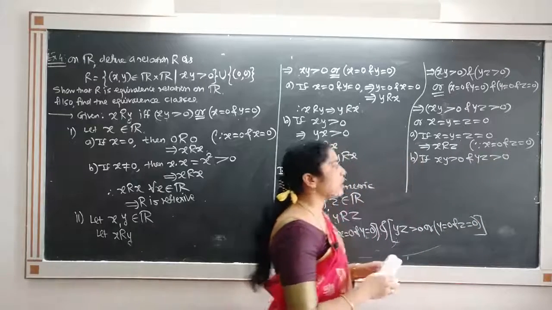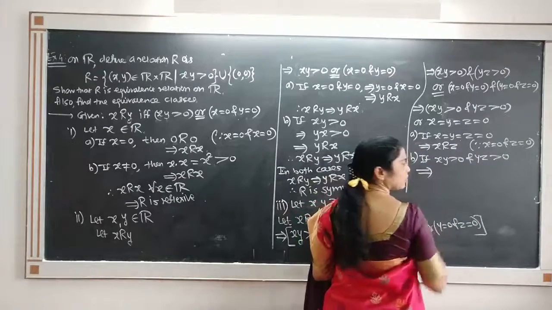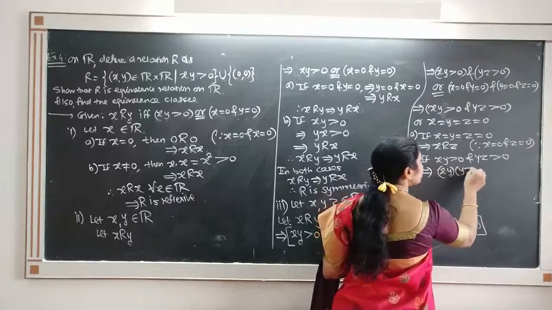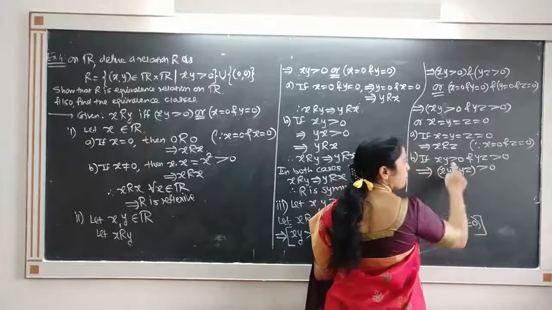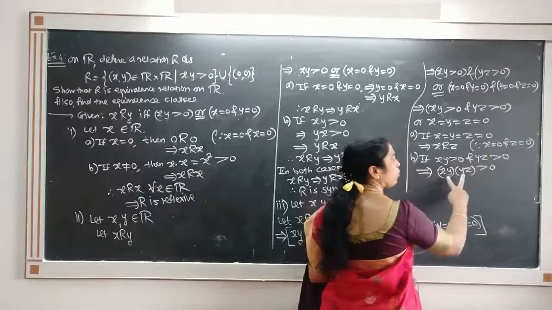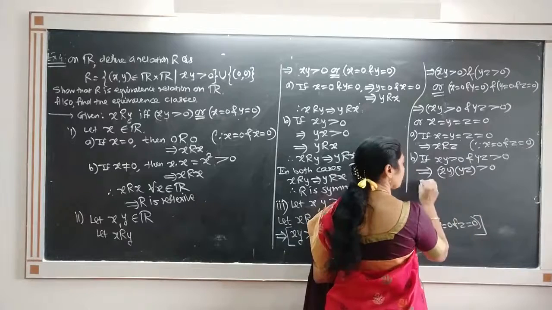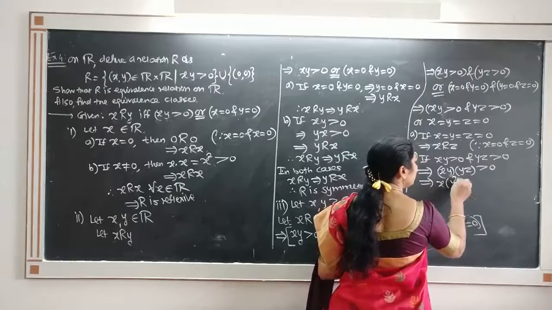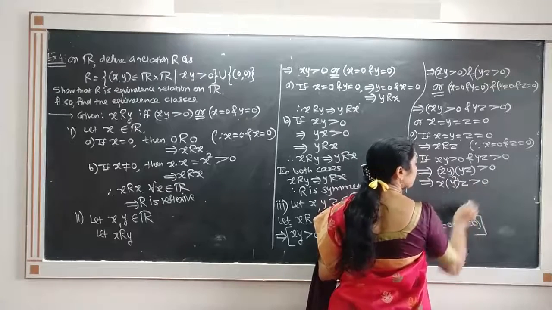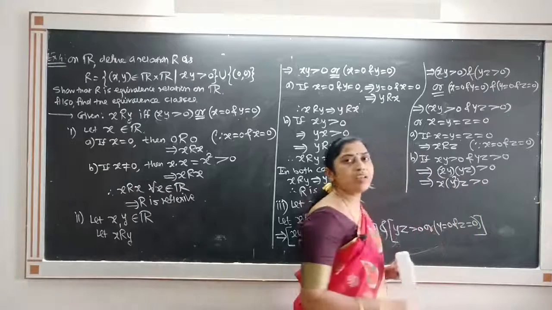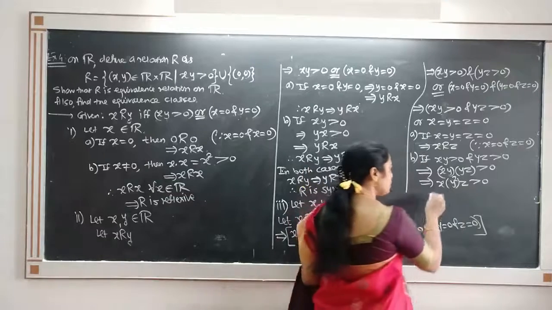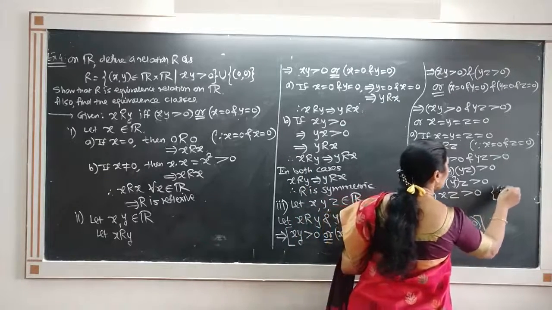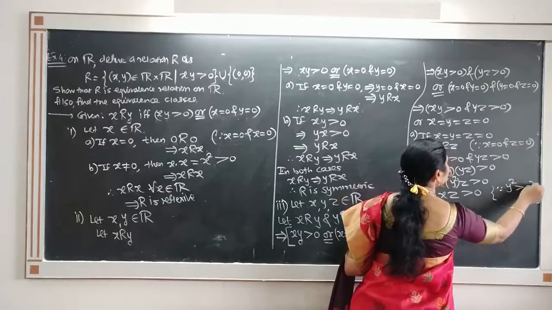If xy is greater than 0 and yz is greater than 0, this implies the product xy into yz is also greater than 0, being the product of two positive numbers is again positive. This implies that x into y square into z is greater than 0. But being square, y square is always positive. So this implies that xz is greater than 0. Why? Because y square is always greater than 0.